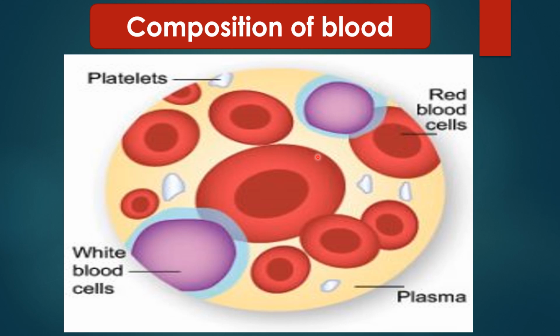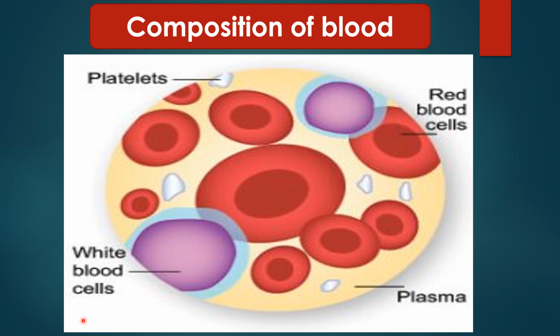Now we are here to discuss the most important fluid of the body, that is blood. Let us talk about the composition of blood. Blood consists of 4 parts. Red blood cells. Red blood cells have a pigment called hemoglobin. Hemoglobin carries the oxygen to all parts of the body.